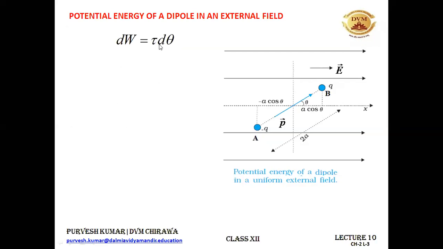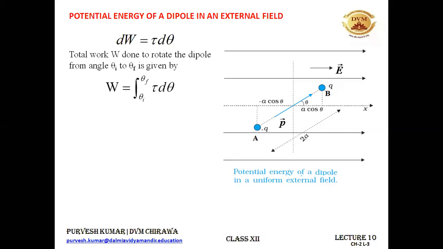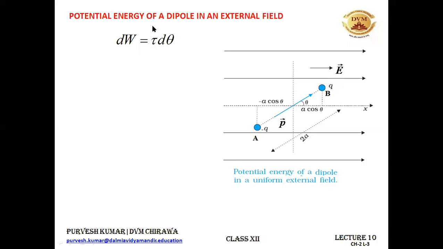So dW is equal to tau d theta, that we have obtained in the previous slide. In place of this tau, you can write P cross E, that is PE sine theta. All right, so it is equal to PE sine theta d theta, you can write it.